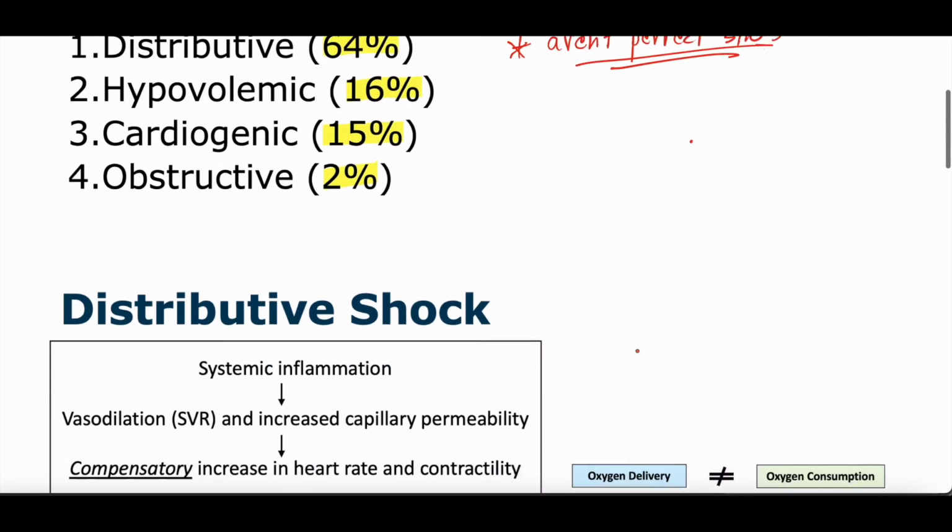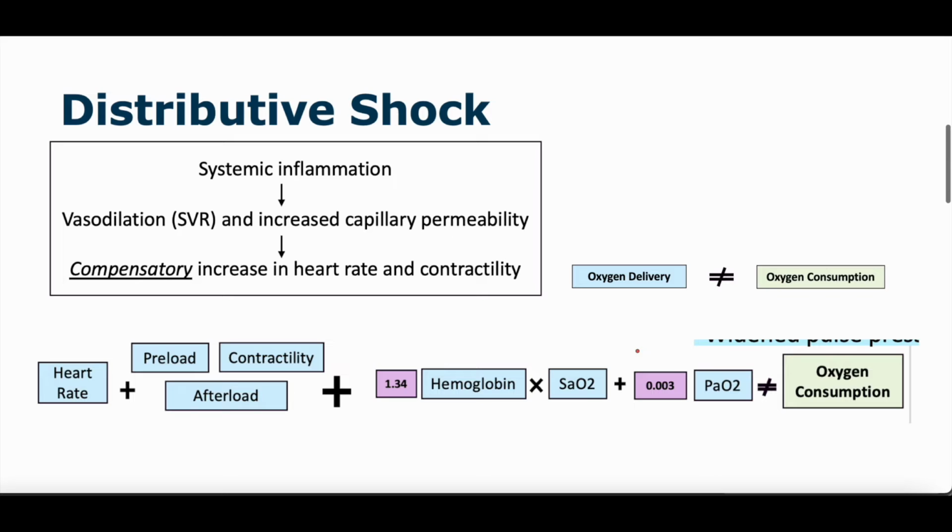So to start, distributive shock. What is going on? What is distributive shock? Well, what happens in distributive shock is you often get a degree of systemic inflammation. Sometimes this is from septic shock, or you have an infection that is causing systemic inflammation. This could also be from things like pancreatitis, right, where you get a large degree of inflammation throughout the body because your pancreas is inflamed. You also sometimes see distributive shock with things like endocrinopathies. So maybe your adrenal crisis.